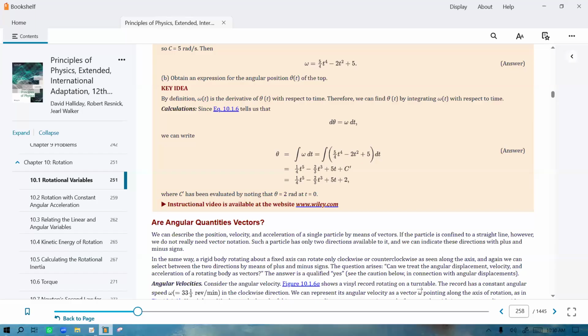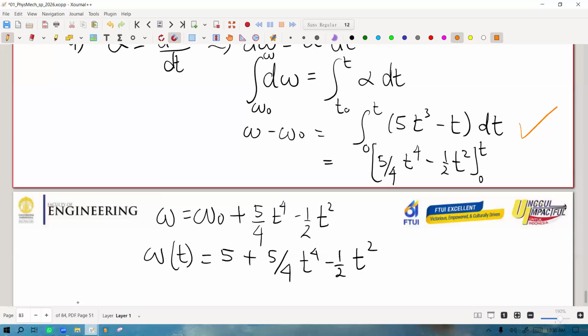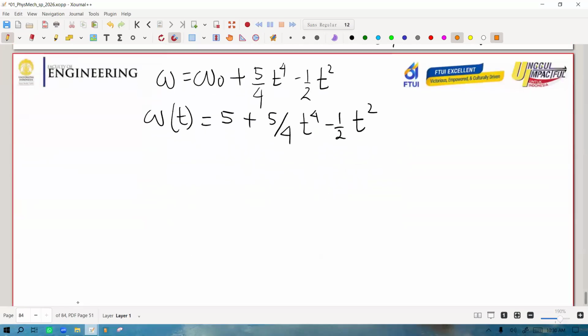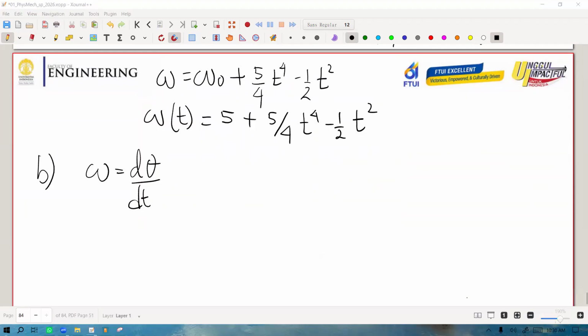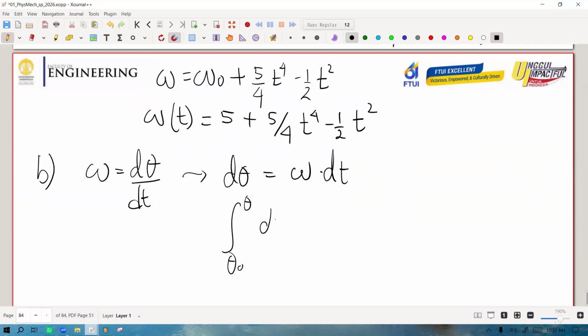And then obtain the expression for angular position theta of the top. So if you want to search what is theta for point B, we know that omega is d theta over dt. So d theta is omega dt. We can use the integral from theta 0 to theta of d theta, and the integral from 0 to time of omega dt.